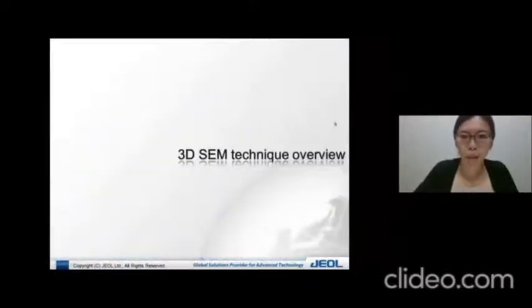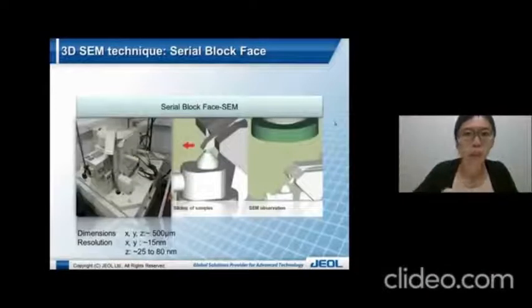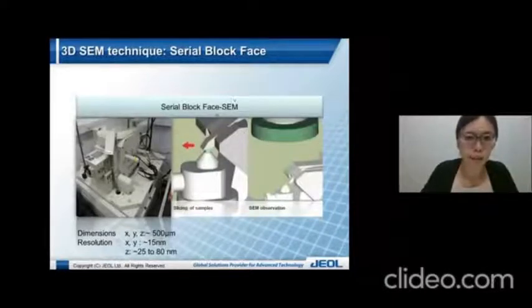Next, I will review the 3D SEM techniques, each with their advantages and disadvantages. To overcome the drawbacks of the manual serial block face TEM, serial block face SEM was introduced. A miniature ultramicrotome is installed inside the SEM chamber, whereby it can slice the sample and perform SEM observations. So we have a tissue block attached to the stage, and the block surface is cut by this diamond knife. The new fresh area of the block surface is then imaged by the backscatter detector. So this process is automatic, and the diamond knife cuts deep into the tissues.